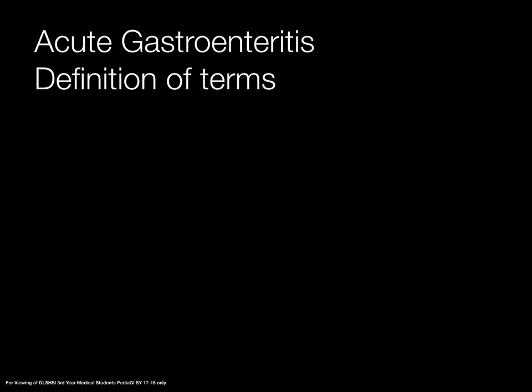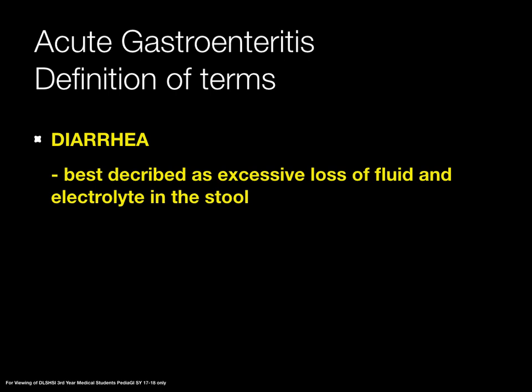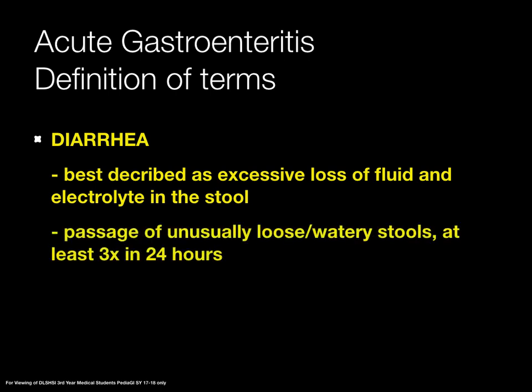For the definition of terms, diarrhea is best described as excessive loss of fluid and electrolytes in the stool, and passage of unusually loose watery stool at least 3 times in 24 hours. The normal value is 5 ml per kilogram per day for infants and 200 grams of feces in 24 hours for adults.